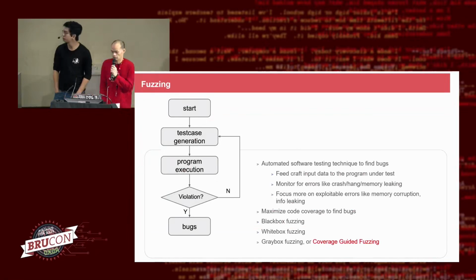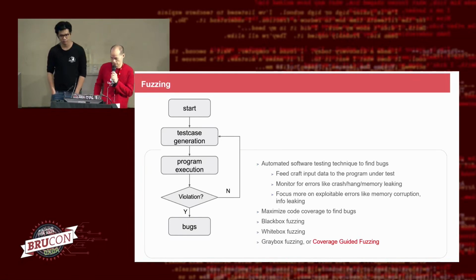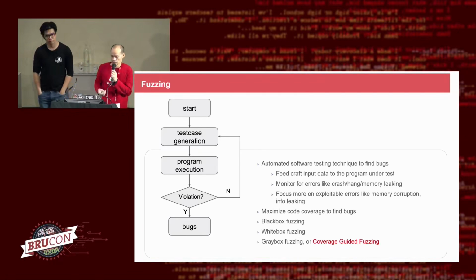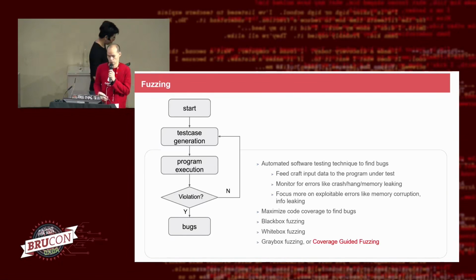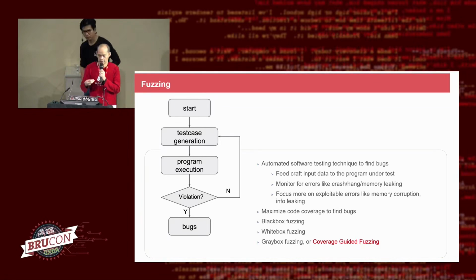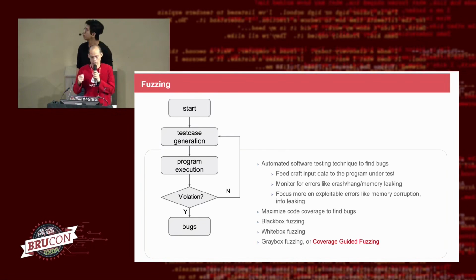Okay, so first part is about fuzzing. The idea is very simple. Fuzzing is a technique for you to automate software testing to find bugs. So the diagram you can see on the screen. We run the fuzzer by feeding crafted input data to the program that we want to test. It's a loop. And when the program is running, we monitor it to see if there are any errors like crash or hang or memory leaking. And if we focus more on exploitable bugs like memory corruption or information leaking, we can find vulnerabilities.